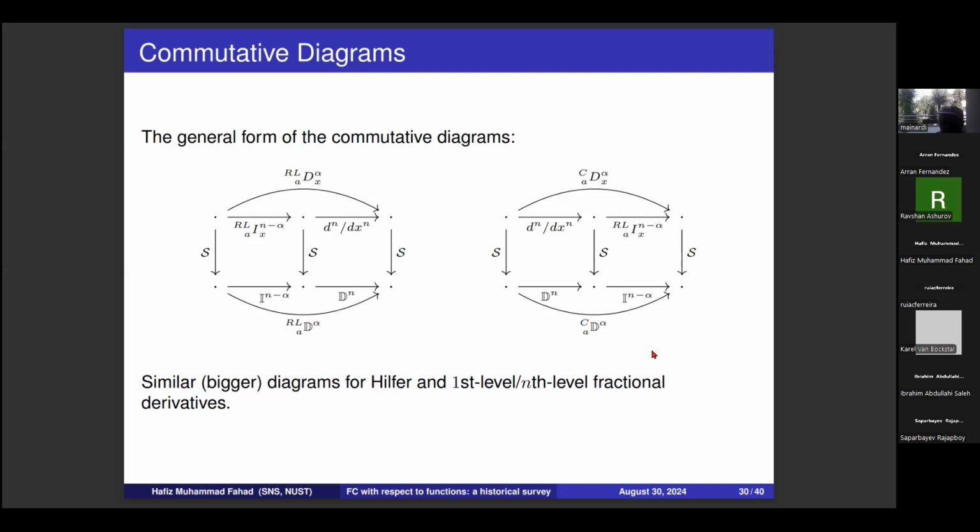Similarly, we can construct the commutative diagrams for Caputo fractional operators and also for Hilfer or first or nth level Luchko's fractional derivatives.